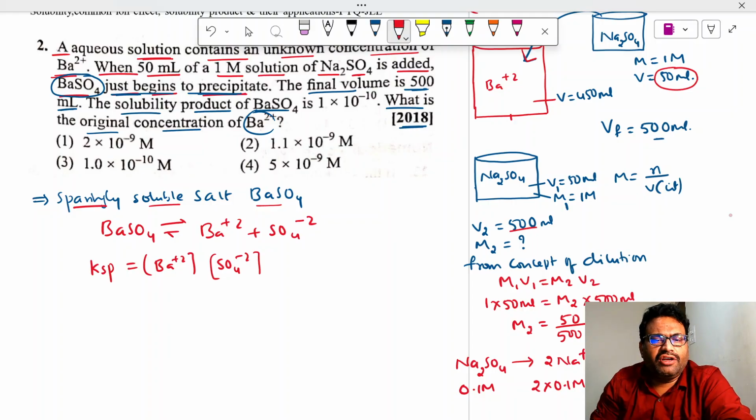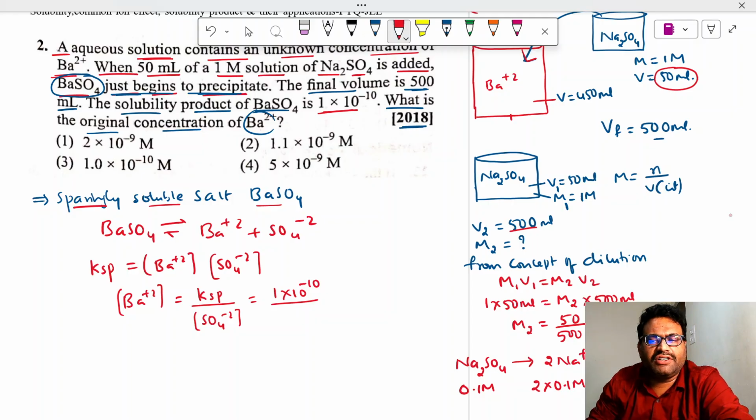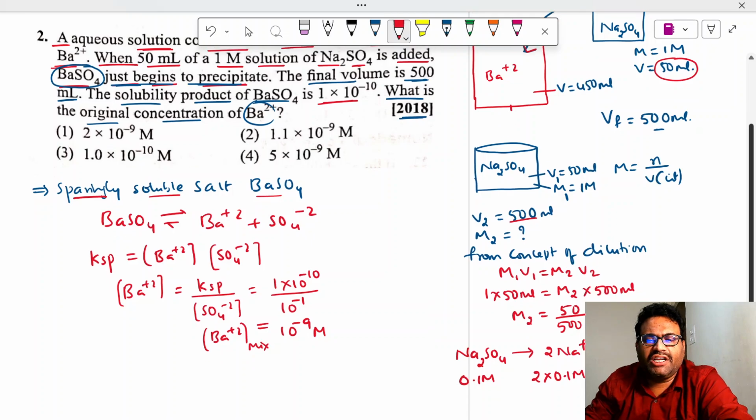Now the Ba plus 2 concentration is equal to Ksp by the SO4 minus 2 concentration, right? So Ksp is given here, let us say 1 into 10 power minus 10, divided by the sulfate concentration we have calculated as 10 power minus 1. So that will be equal to 10 power minus 9 molar, which is the Ba plus 2 concentration after mixing.